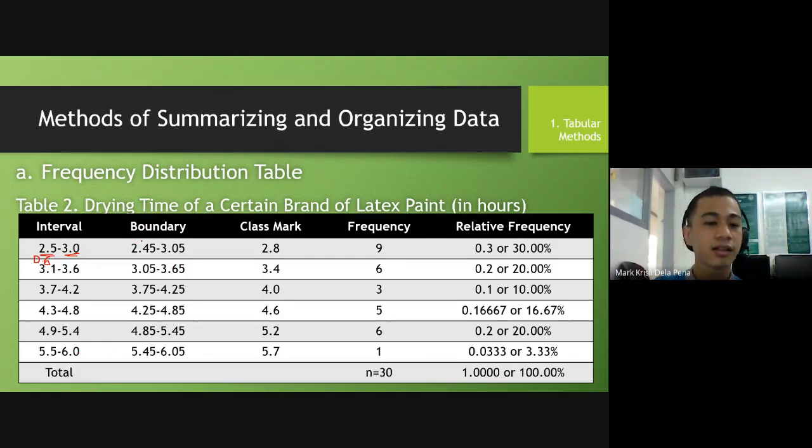Now, to get the boundaries, take note that the boundaries should have one more decimal place compared to the class intervals. Since we have one decimal place in the class interval, our boundary should have two decimal places. So how do we get the boundary? We'll start with the upper class boundary. That's the upper limit plus the lower limit of the next class interval, divided by 2, and you will get 3.05. Then for the next upper boundary, we just add 0.6, that's 3.65, and so on.